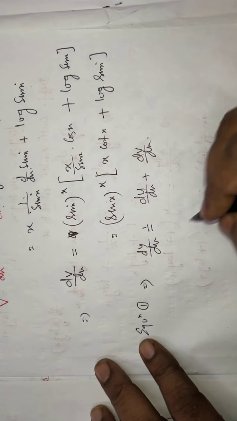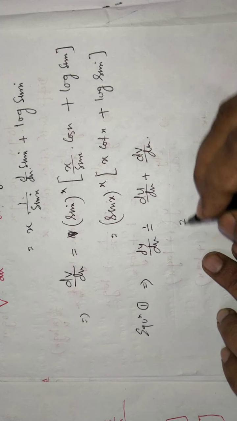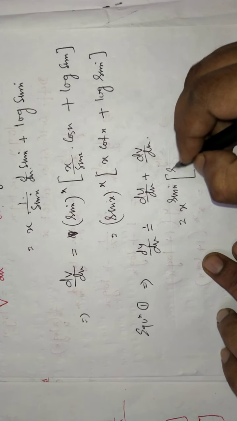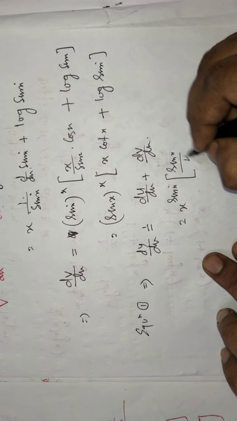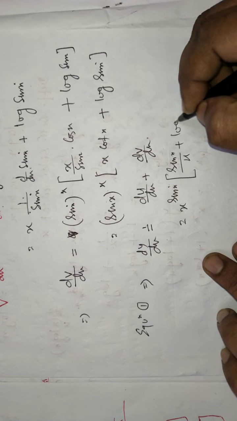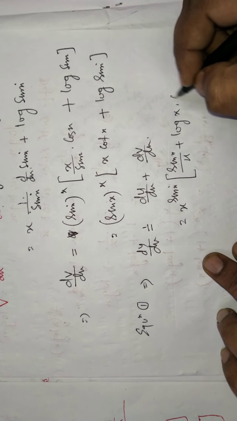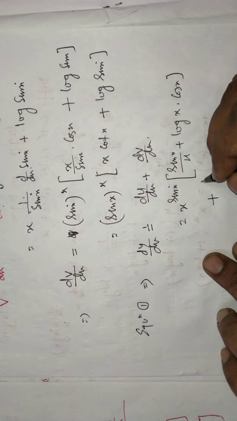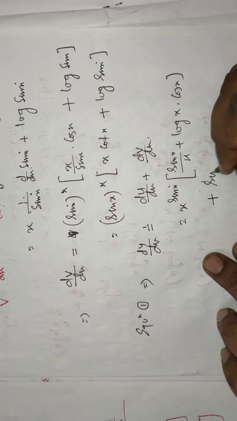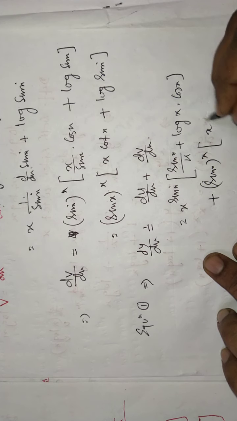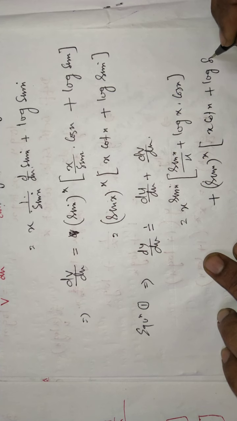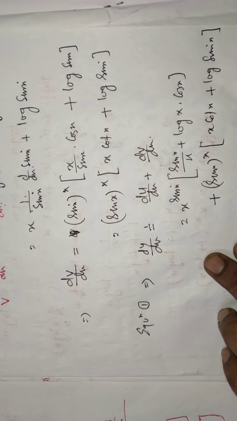Now if you put the value of du/dx, what is du/dx? x to the power sin x by x plus log x into cos x, plus db/dx. db/dx, this one, sin x whole to the power x into x cot x plus log sin x. So this is the final answer.